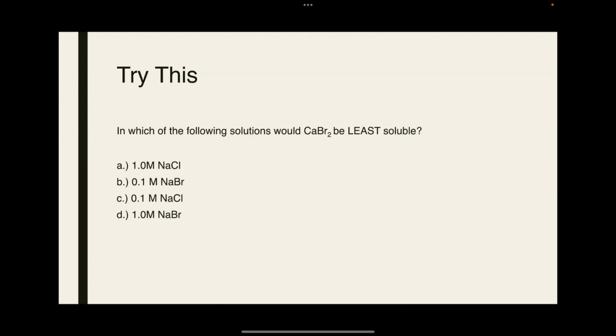Here's one for you to consider on your own. Pause the video here and try to determine which of the following solutions CaBr2 would be the least soluble in. When you come back, I'll reveal the answer.